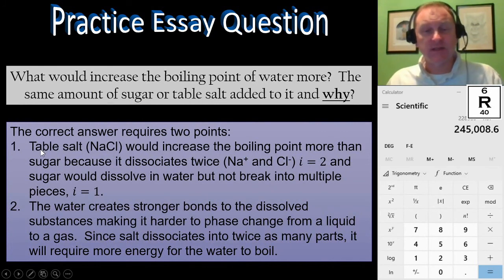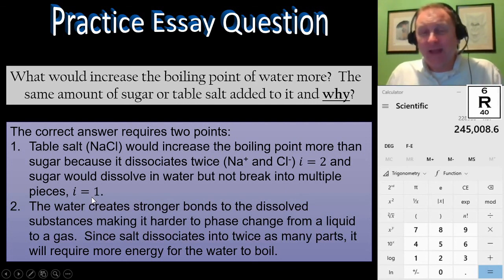First, you should say that table salt, NaCl, would increase the boiling point more than sugar because it dissociates, that's one of the key vocabulary words we talked about, into two parts. It turns into sodium and chloride. So it has a Van Hoff factor of 2. And the sugar would dissolve in water but not break up into multiple pieces. The sugar would stay together as one piece, so it would have a Van Hoff factor of 1.